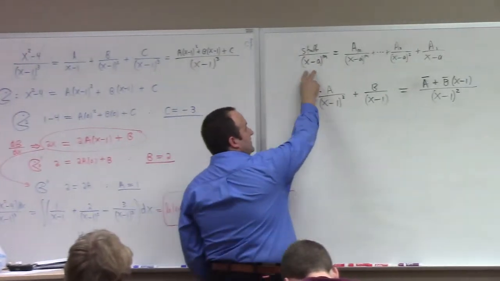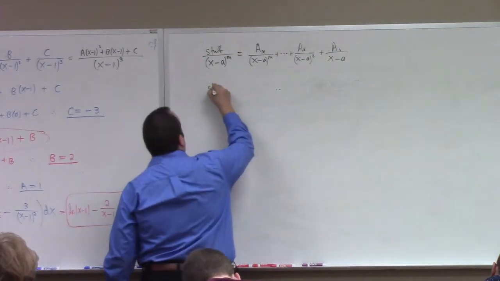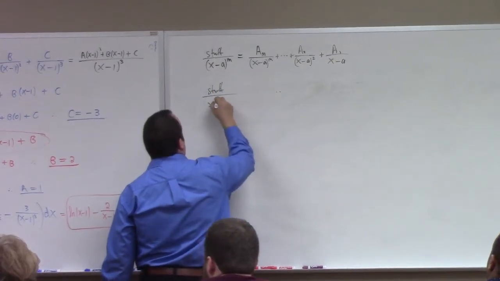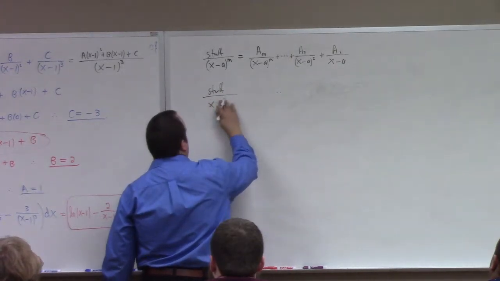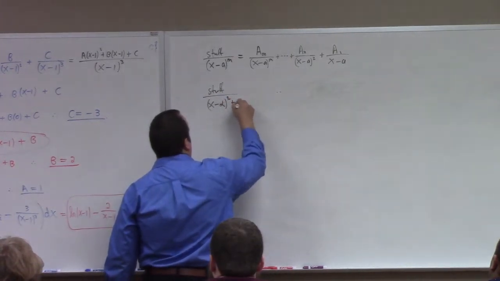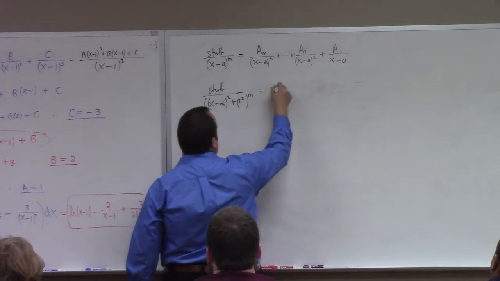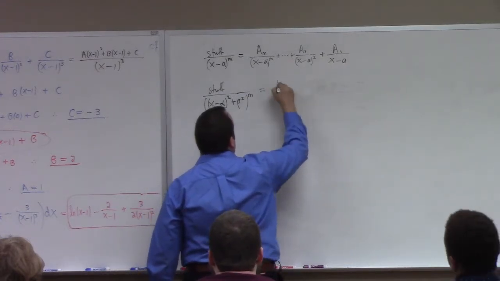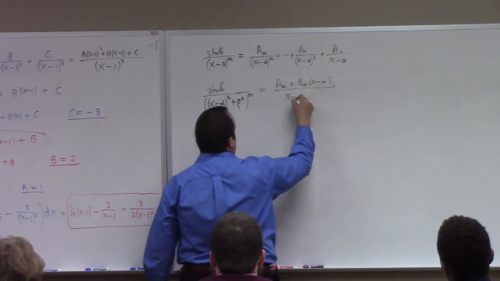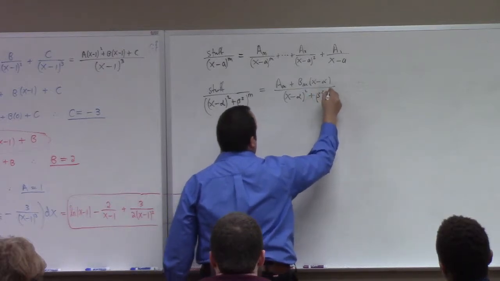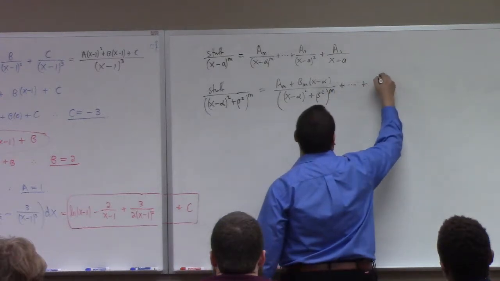So for a repeated linear factor, we do this. For a repeated quadratic factor, what do we do? I'll keep it simple. Suppose we have x minus alpha squared plus beta squared. Then if this is to the mth power, we do a sub m plus b sub m times x minus alpha over x minus alpha squared plus beta squared to the mth power, and then all the way down until we finally get to the first power.